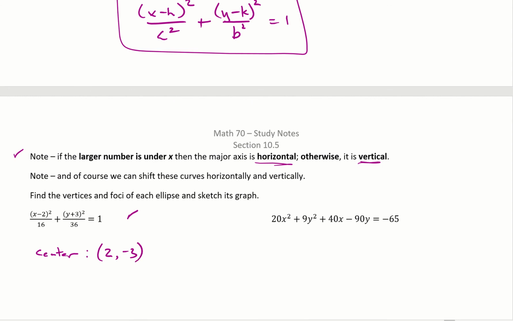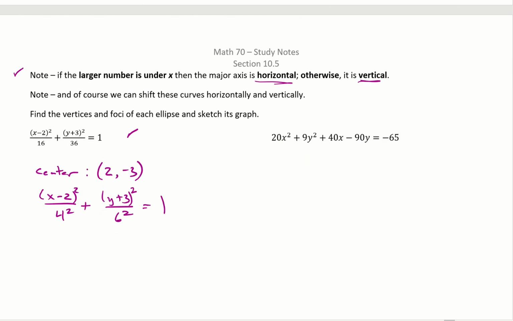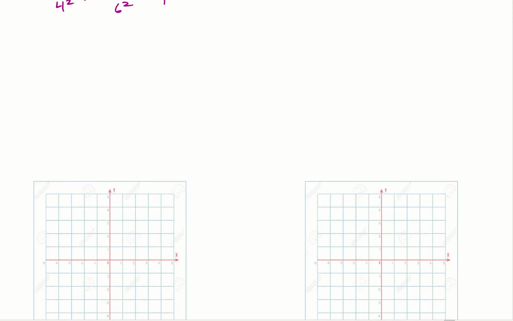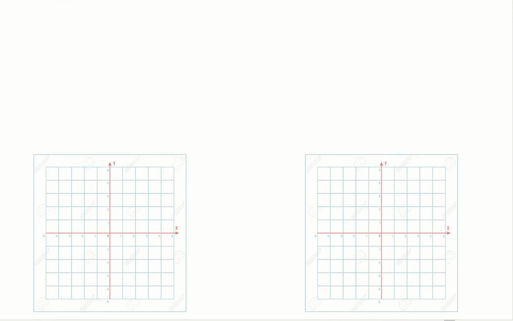Furthermore, under x, we've got 16. So what I might do is I write this sometimes in algebra. I go, well, 16 is 4 squared. And here we got (y plus 3) squared. And 36 is 6 squared is equal to 1. And that's telling me how to graph it. So I run ahead and I just graph it. I find the center, which is 2, negative 3. 1, 2, to negative 3.